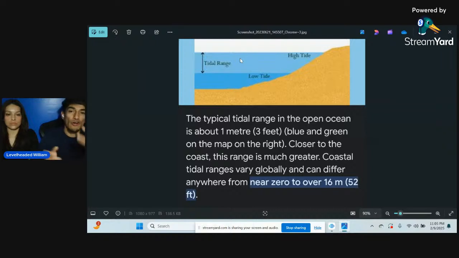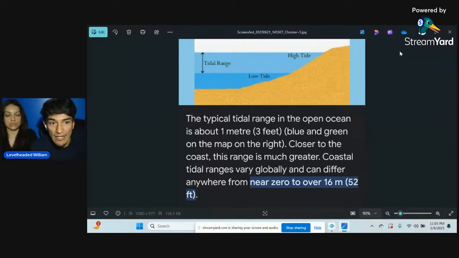Again, if the water is being drained out and then filled back up, then that will mean that the tidal range will be equal everywhere. So it will be 10 feet, for example, all across the Earth if the water was truly being drained out and then filled up again. But we know that that's not the case. The tidal range differs from 0 all the way up to 52 feet, depending on where you are on Earth.